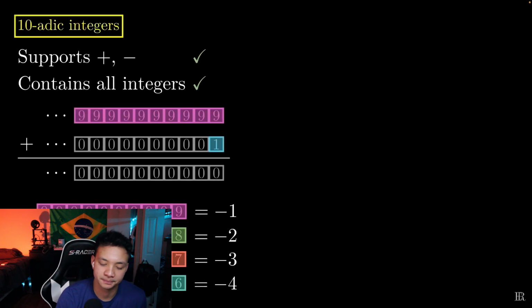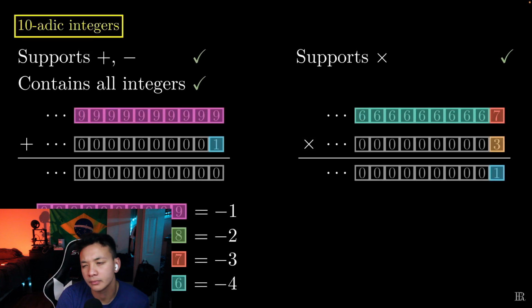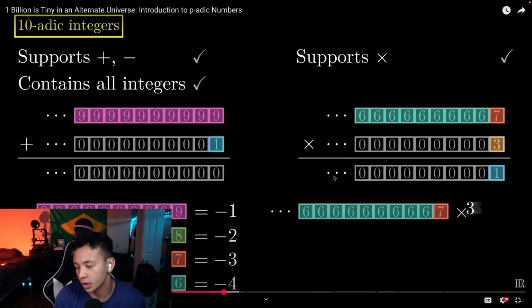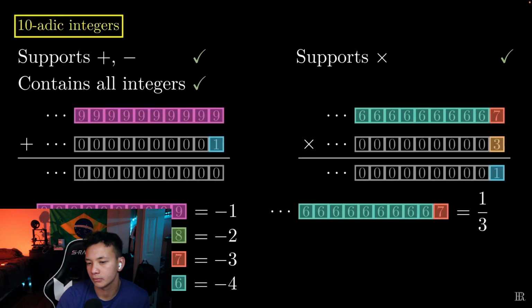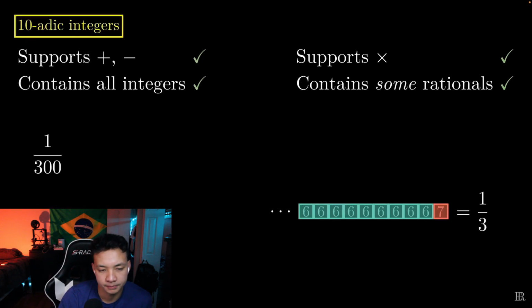That's crazy cool. We can also multiply 10-adic integers. Surprisingly, the result is 1. This means that the 10-adic integer with all 6's and a single 7 digit is actually 1/3, because 3 times 7 is 21, carry the 2, and 3 times 6 is 18 plus 2, so yeah, that makes sense. So even some rational numbers are built into the 10-adic integers.